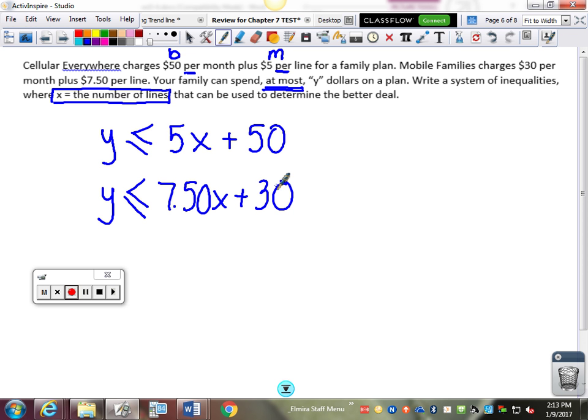Okay, so that's what they're looking for. That would mean this 30 also is a month, so that's a B, and this is 750, that's another line, that's an M, that's another rate of change.